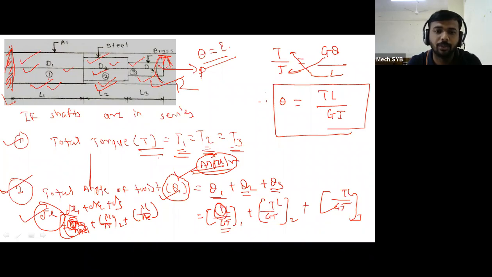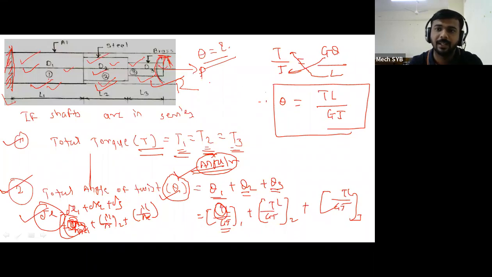T1 is equal to T2 is equal to T3. And the second condition: the total angle of twist, in bracket theta, is equal to theta 1 plus theta 2 plus theta 3.